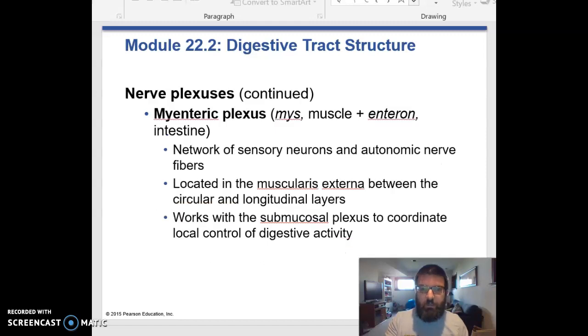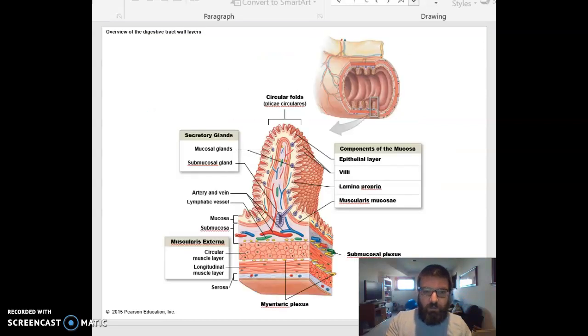And then there is a bigger myenteric plexus that is right next to the muscularis externa, right? In fact, it's in between the circular and longitudinal layers, and it helps control that. So you have neurons right there on site to control that smooth muscle, and that allows you to push food through your canal.